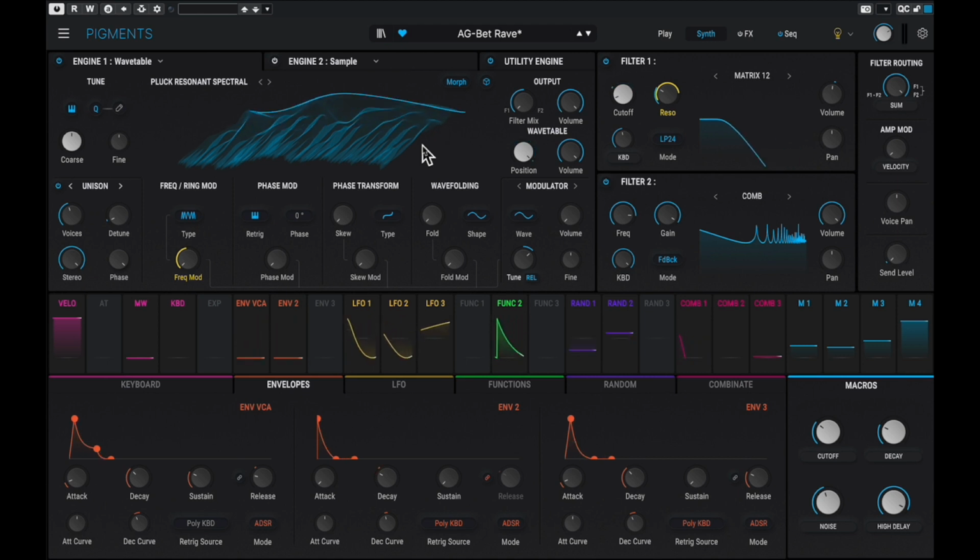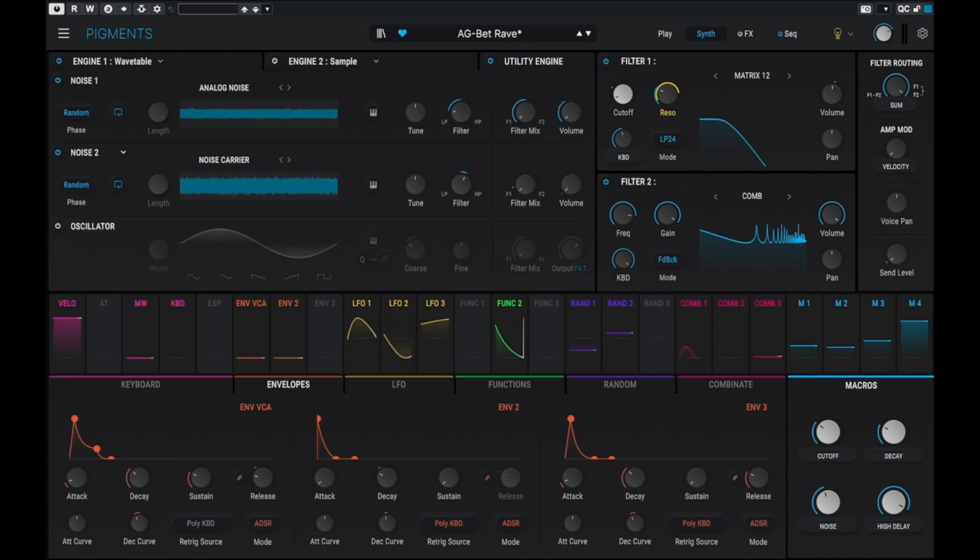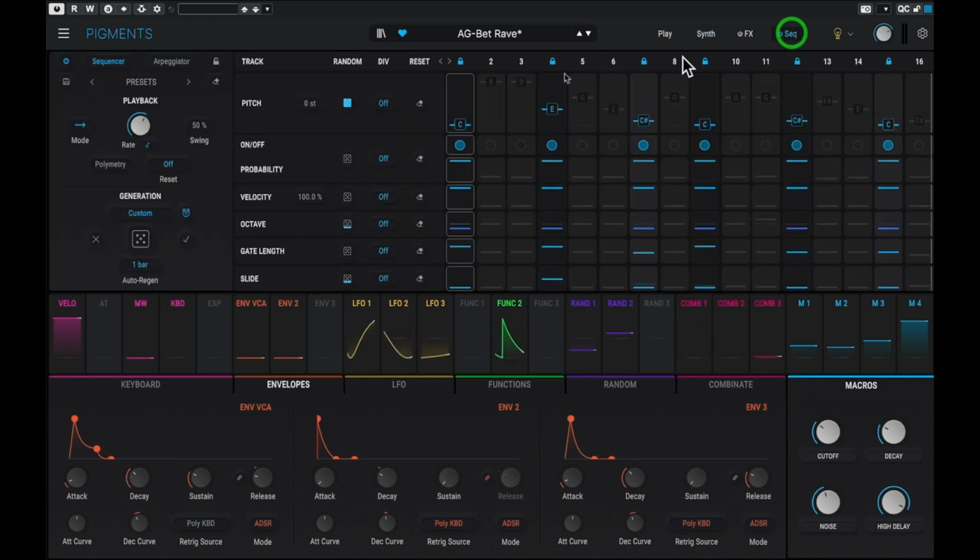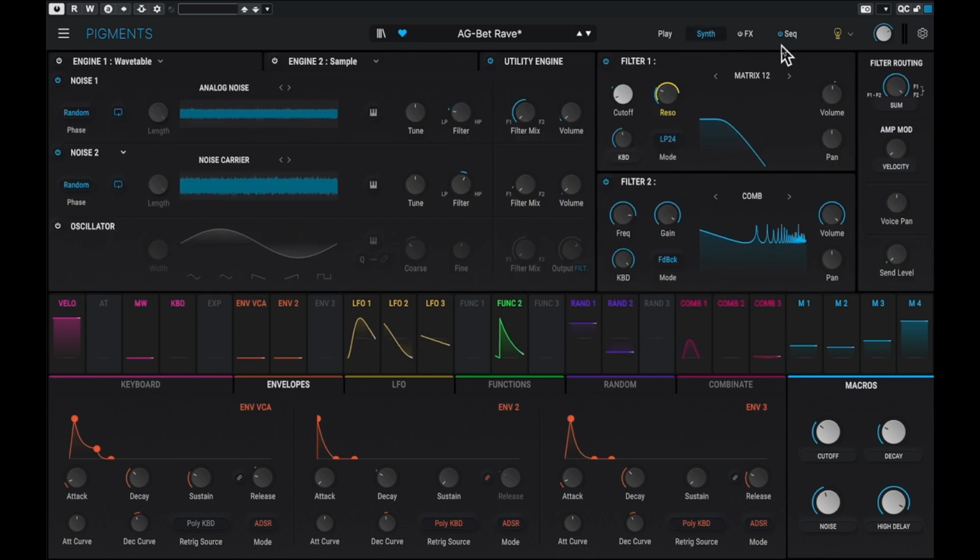And then there is also some metallic part in this sound, which is generated by the noise sources in the utility engine. Let's hear them by retriggering all notes in the sequencer. Note that the noise is partially modulated with a comb filter here, and that adds an even more interesting touch to the modulation and therefore the final sound.